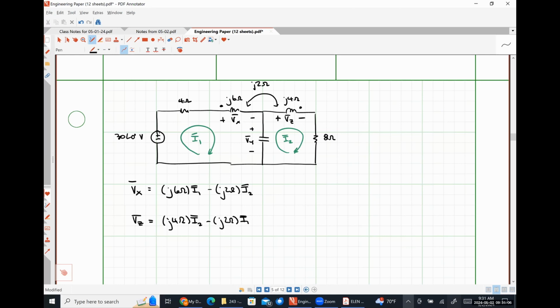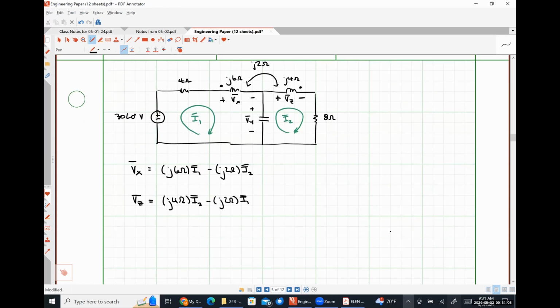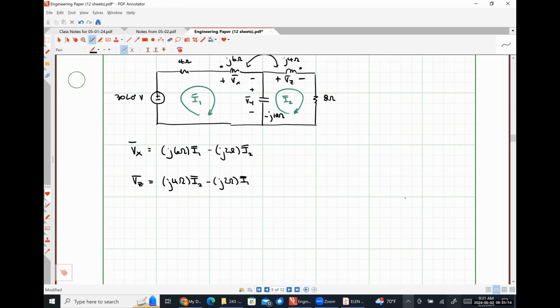Absolutely right. And so now, I forgot to put the minus j10 ohms of impedance on the capacitor. So now I want you guys to tell me what my mesh equation should look like. So let's start with mesh 1. Start from the bottom left-hand corner and tell me what this should be.